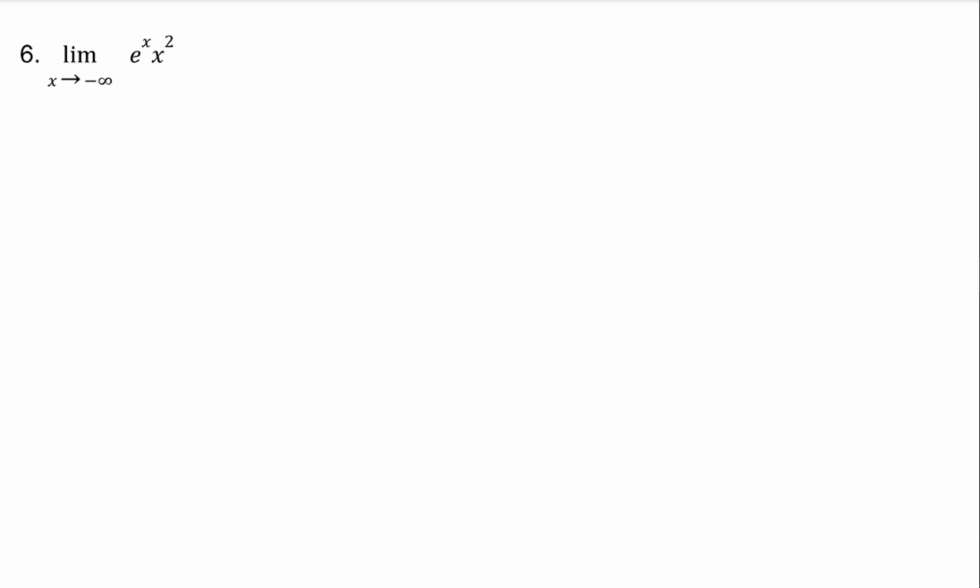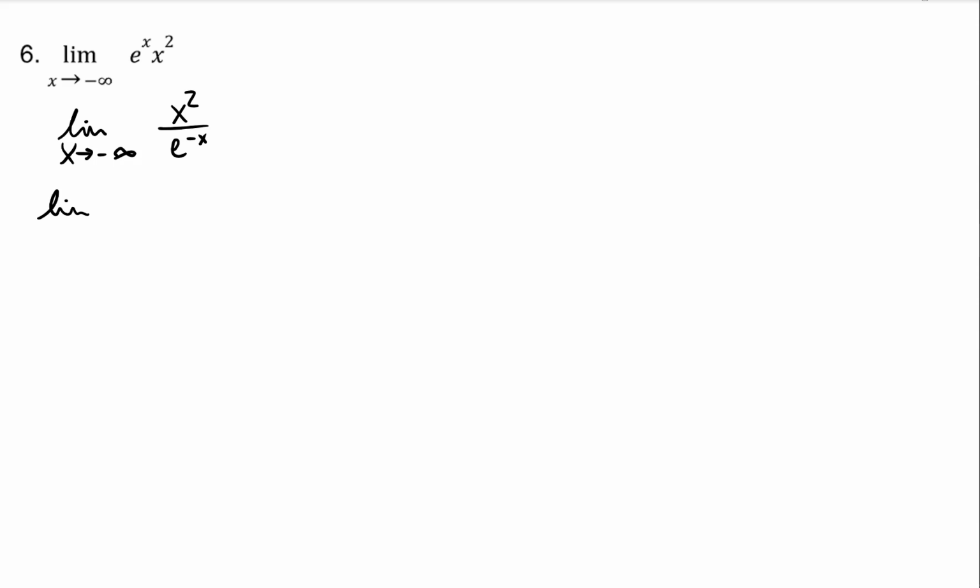Uh-oh, this is not in fractional form, so I can't use L'Hopital's rule. But if I direct substitute, I get e to the negative infinity times negative infinity squared, and I don't know what that is either. So I'm going to use the property of exponents to rewrite the expression inside of the limit as a fraction. X squared over e to the negative x.